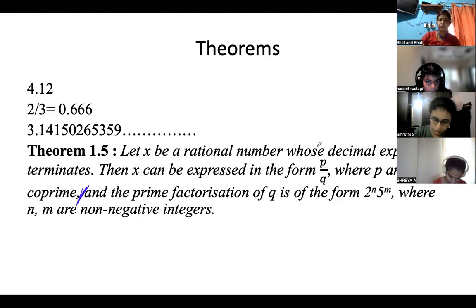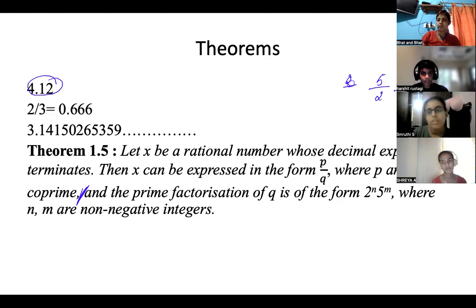Till here we have understood from the first three examples, correct? Let x be a rational number whose decimal expansion terminates. So you can take this example. The decimal expansion is terminated. Or if I say 5 by 2, how much is 5 by 2? Decimal expansion of 5 by 2 is 2.5. So it is a terminating decimal, correct?